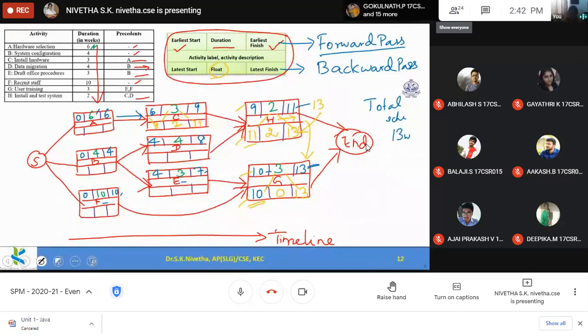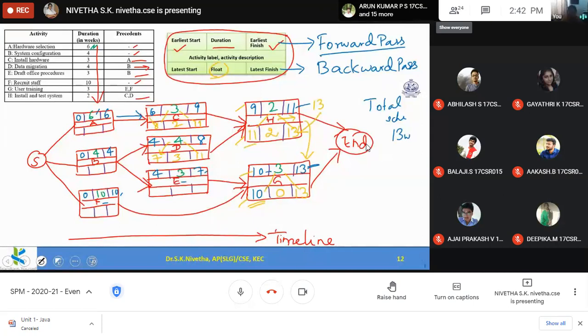Now the predecessor for H is D. So here also I can end at the 11th week. That itself is enough. 11 minus 4 gives me 7. So the latest start for activity D is 7. So what is the float value? 7 minus 4, that is 3.